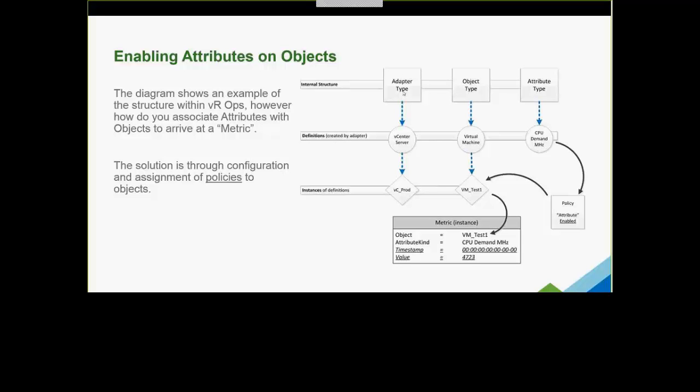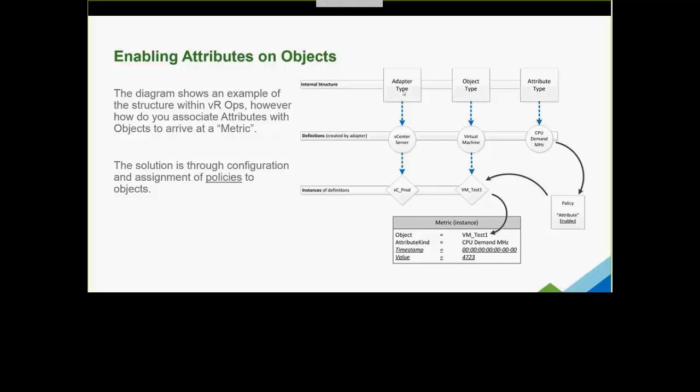Then you have object type. Object type is defined within the adapter type, and for every object, you will have different attribute types. In this example, the adapter type is a vCenter adapter, which is fetching data from the vCenter server. One of the objects within that adapter would be virtual machine, and one of the attribute types for that virtual machine would be CPU demand megahertz, right? Now, those are all types. But if you talk about instances, for every vCenter, let's say VC prod, under VC prod I have a VM, which is VM_test1. And for that, I am fetching the metric CPU demand megahertz, right?